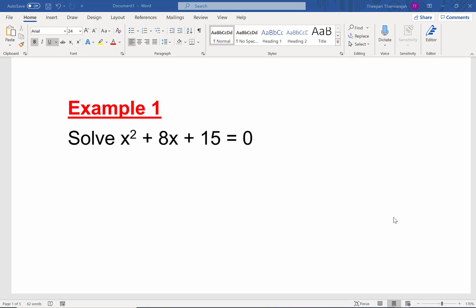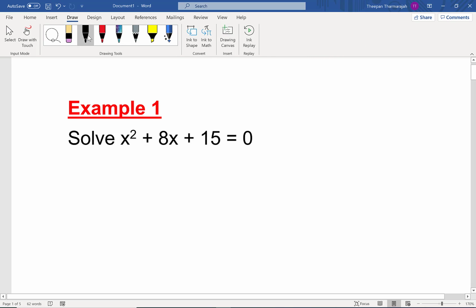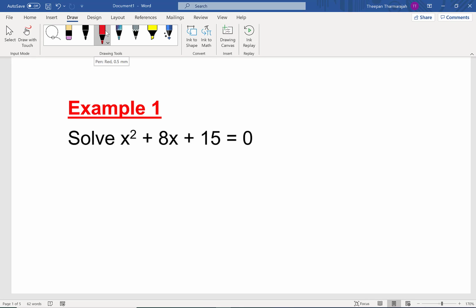In this video, we're going to look at solving quadratic equations. So let's take the first example. We've got x squared plus 8x plus 15 equals 0. What we're going to do is first factorize it.